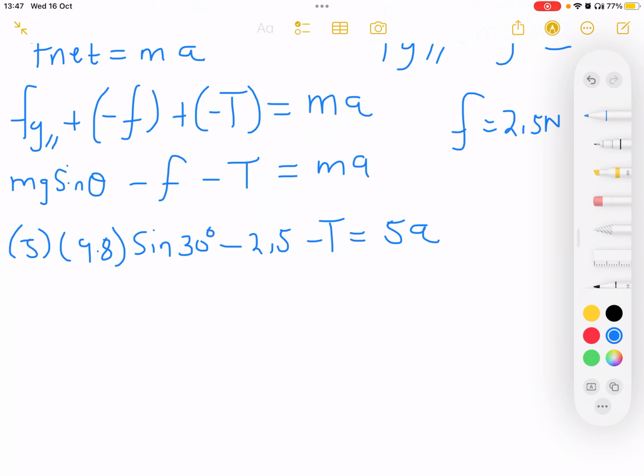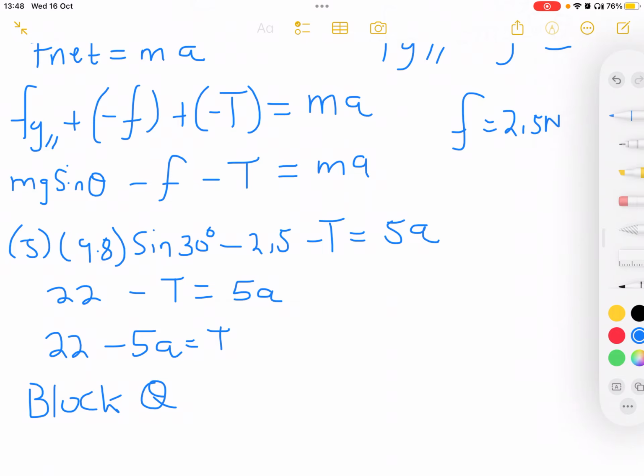And if we do the calculation for this one, we're going to get 22. So if we do the whole calculation of 5 times 9.8 times sine 30 minus 2.5, you get 22. Then minus T is equal to 5a. So we see that we have two unknowns here, but the one that doesn't have a coefficient is T, so we can take T to the right hand side and 5a to the left hand side to get 22 minus 5a is equal to T. Then we stop right there. We'll continue to block Q.